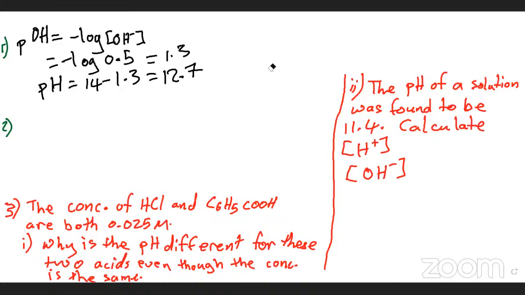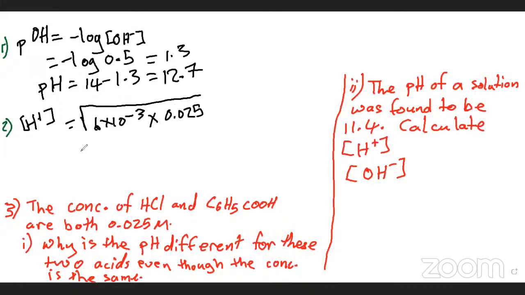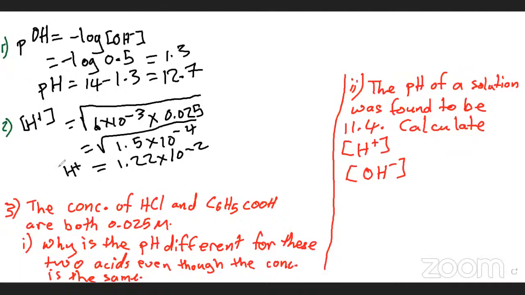All right, so as you know by now, we want pH, so we have to find hydrogen ion concentration. I'm just going to go straight ahead and say hydrogen ion concentration is equal to the square root of Ka, which was 6 times 10 to the minus 3, times the concentration of the acid, which was 0.025. And I would get 1.5 times 10 to the minus 4. And when you take the square root of that, you will get 1.22 times 10 to the minus 2. So the H plus concentration is 1.22 times 10 to the minus 2.